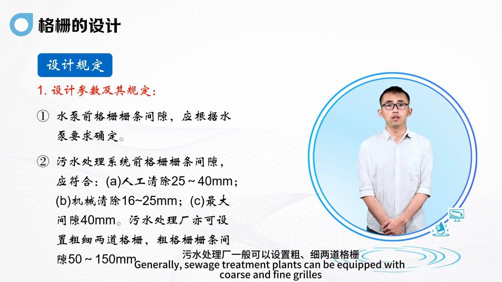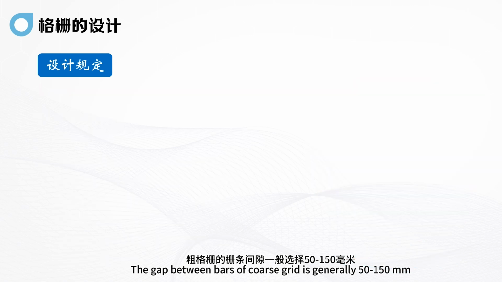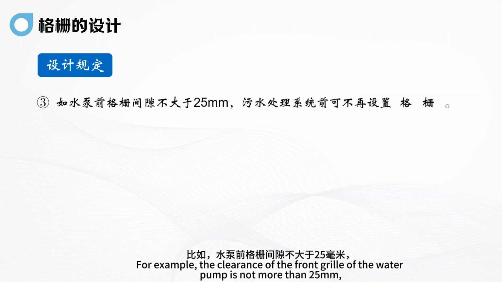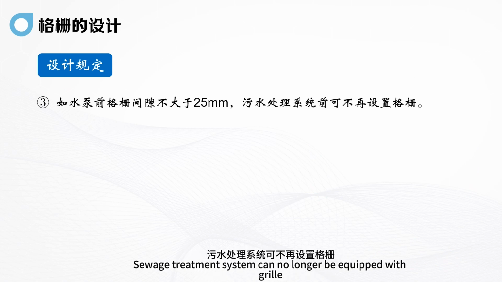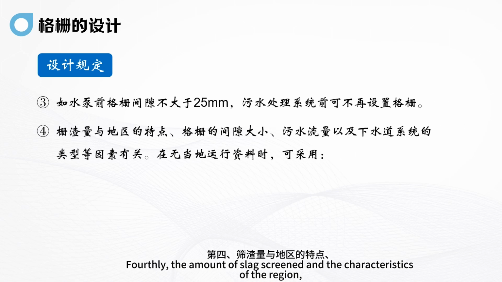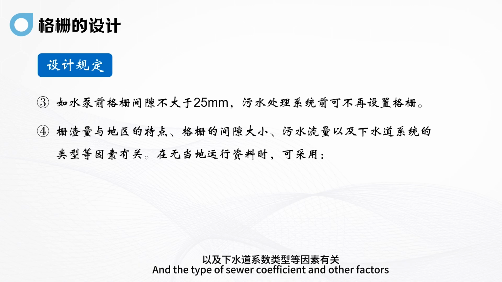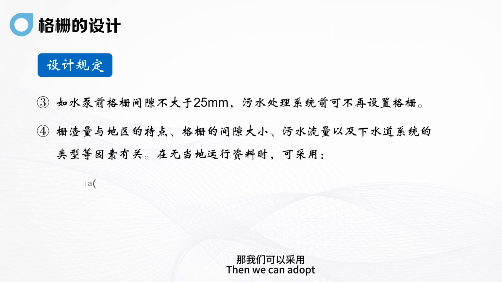Generally, sewage treatment plants can be equipped with coarse and fine grills. The gap between bars of coarse grid is generally 50 to 150 mm. For example, if the clearance of the front grill of the water pump is not more than 25 mm, the sewage treatment system can no longer be equipped with grill. Fourthly, the amount of slag screened depends on the characteristics of the region, gap size of grill, sewage flow, and the type of sewer coefficient and other factors, and corresponding design can be carried out based on appropriate information. If there is no corresponding information, then we can adopt.